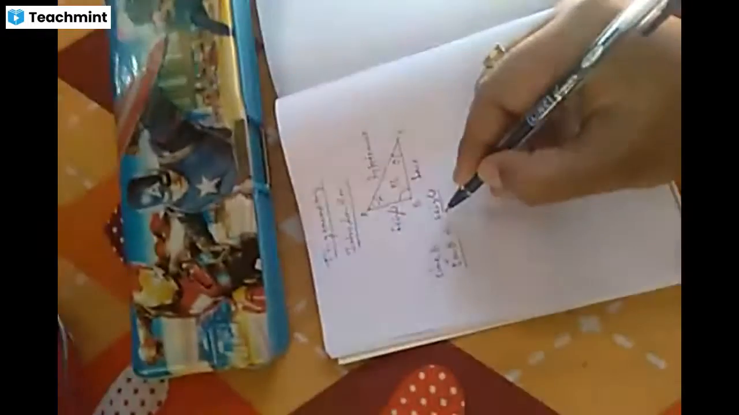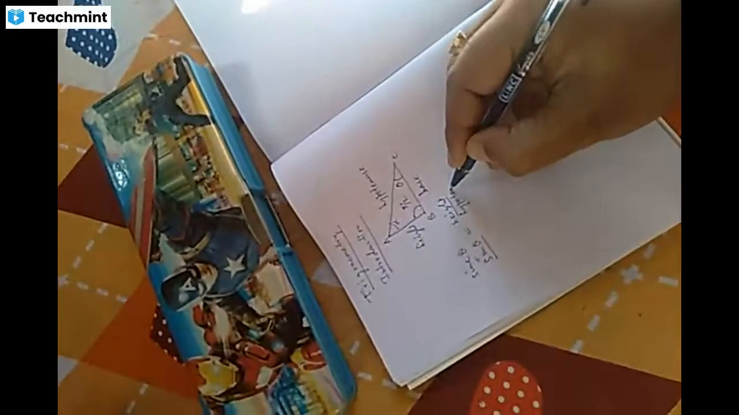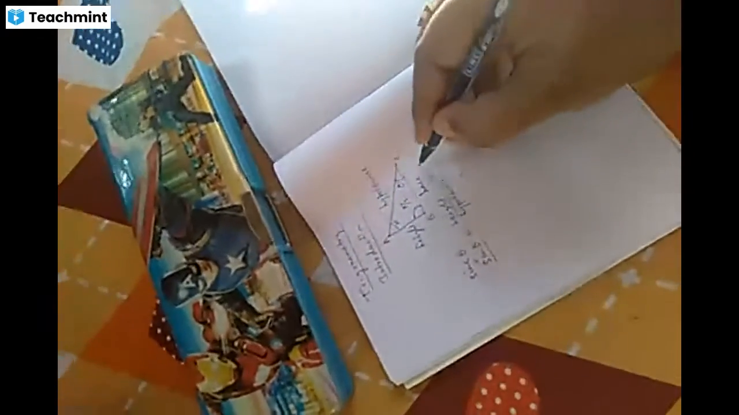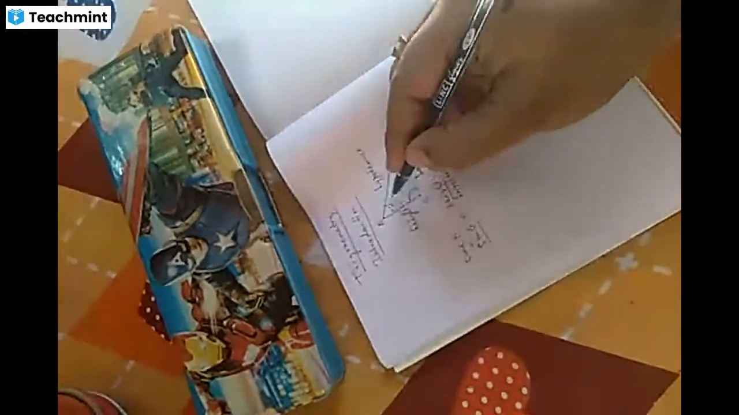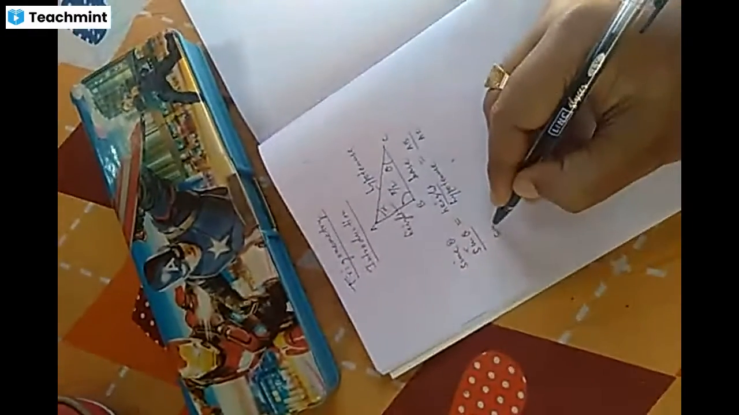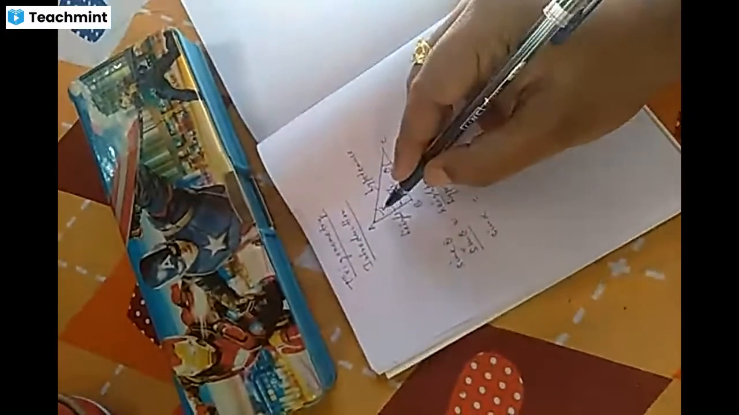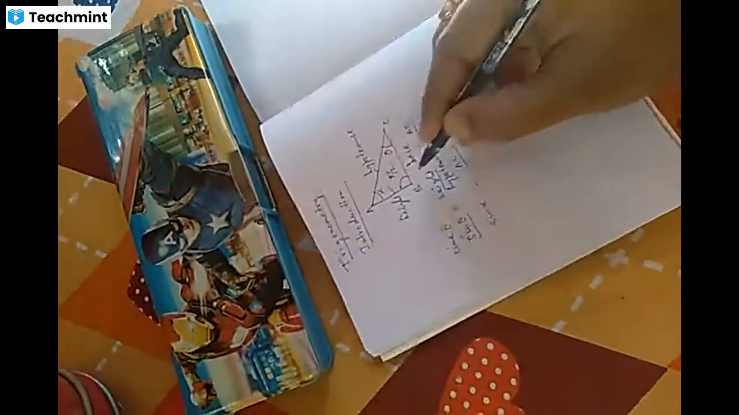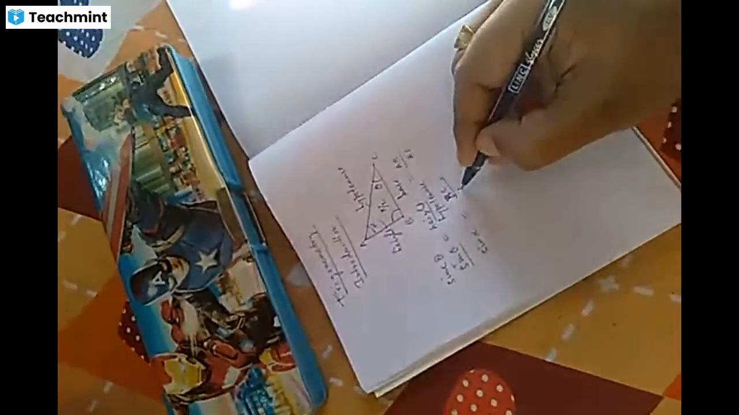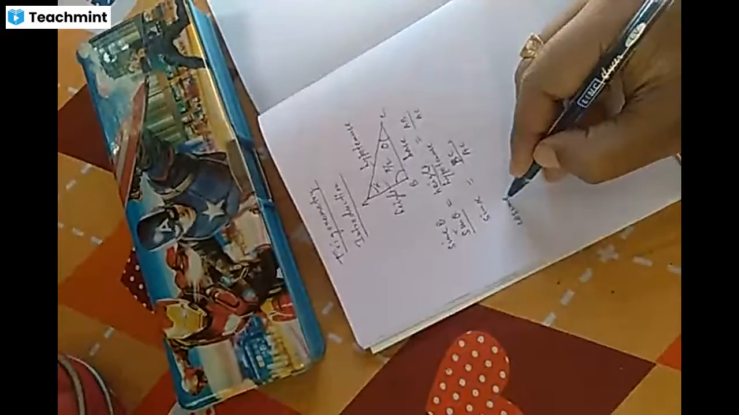So height by hypotenuse, this will be AB by AC. And if we take sine alpha, then what will be the height? On behalf of alpha, the height is BC, so BC by AC.